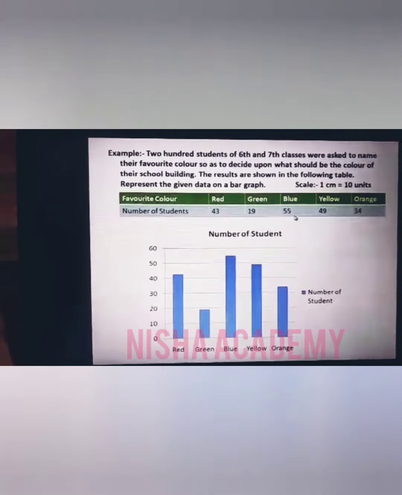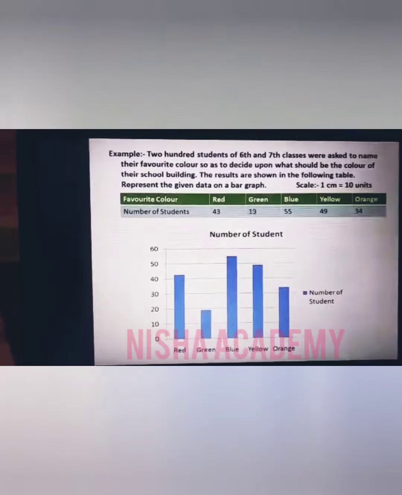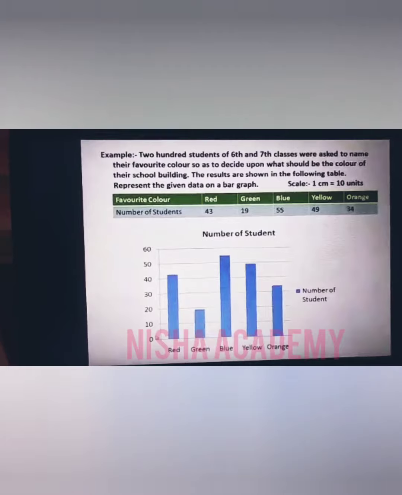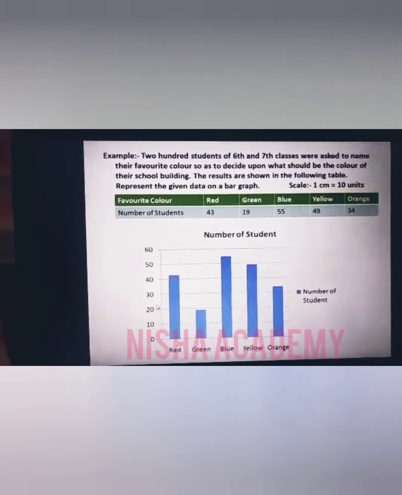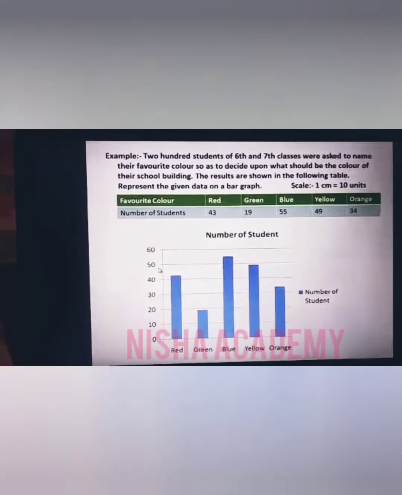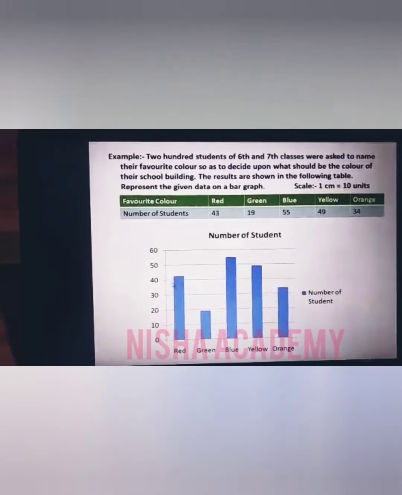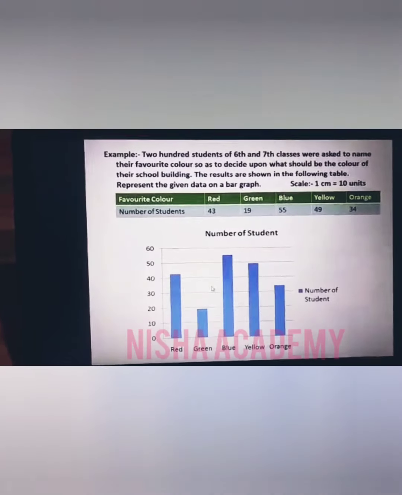43, 19, 55, 49. You cannot represent it directly. So you have to take a scale. So you'll start from 0, 10, 20, 30, 40, 50 and 60. Now 43 will come between 40 and 50. So you'll represent it that way.